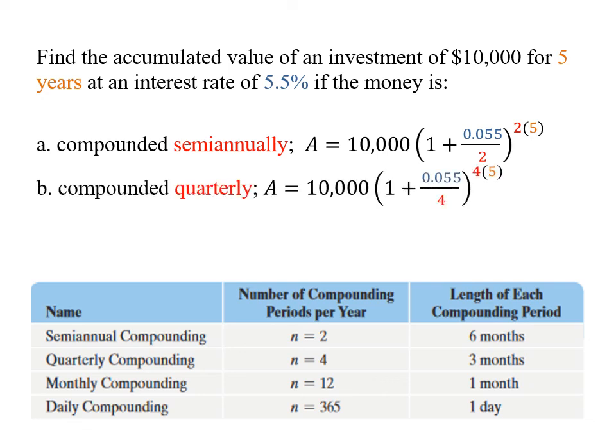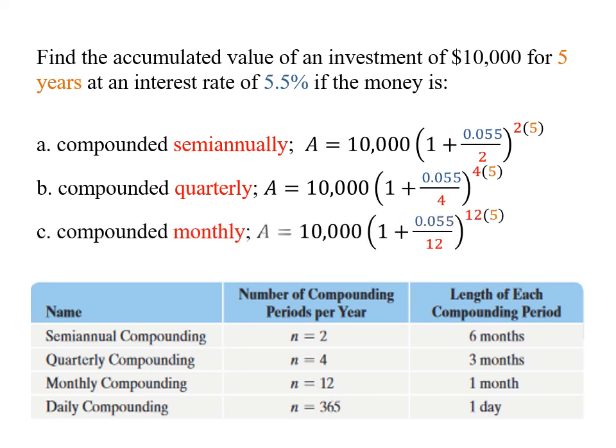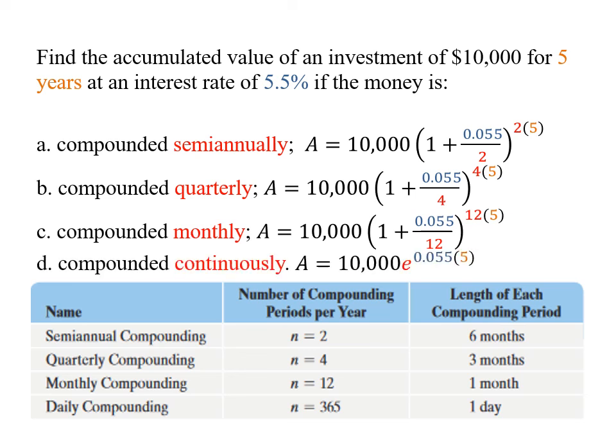Compounded quarterly is going to be 10,000, and n is 4. Monthly, n is 12, and continuously, this is the formula, and the rest is calculations.